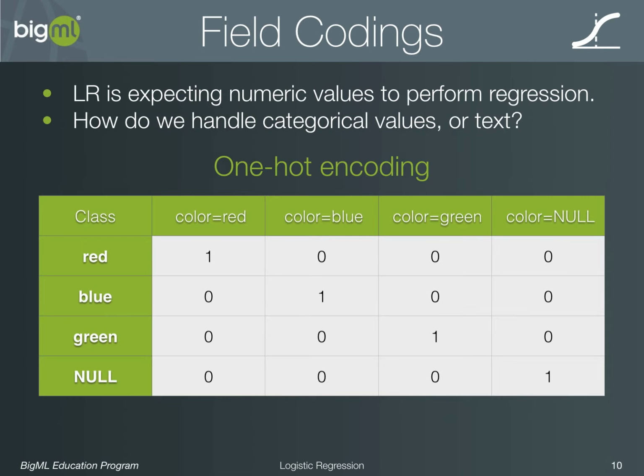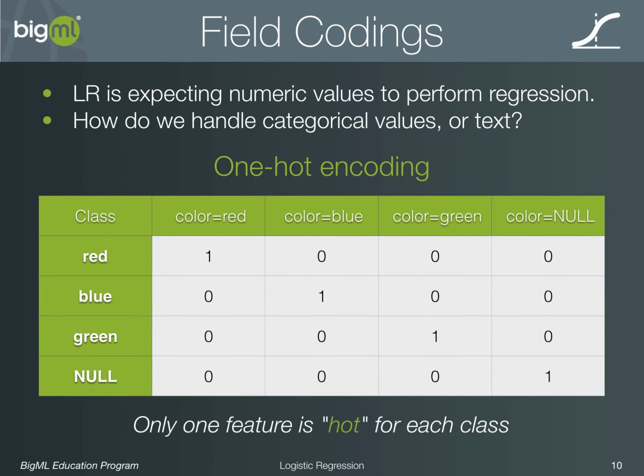For example, if the original feature is a categorical field with values like red, green, or blue, or possibly missing, then we replace this with 4 new features. The first is a feature which indicates that the color is red and is therefore a 1 if and only if the color was red, and 0 otherwise. Similarly for the other possible classes of the original color field. This is called one-hot encoding because only one of the new features is hot, that is, a value of 1 for each possible class.